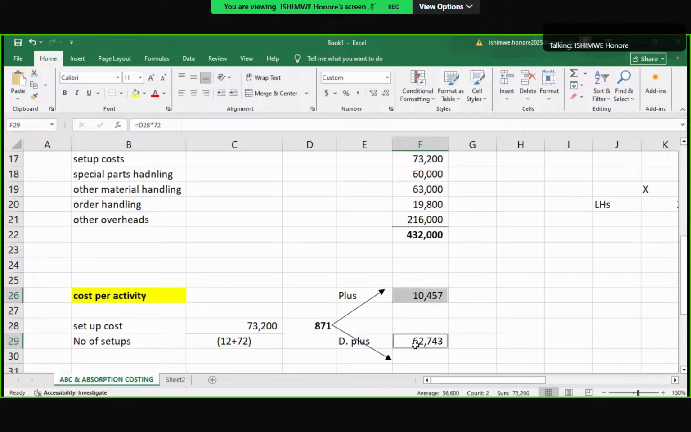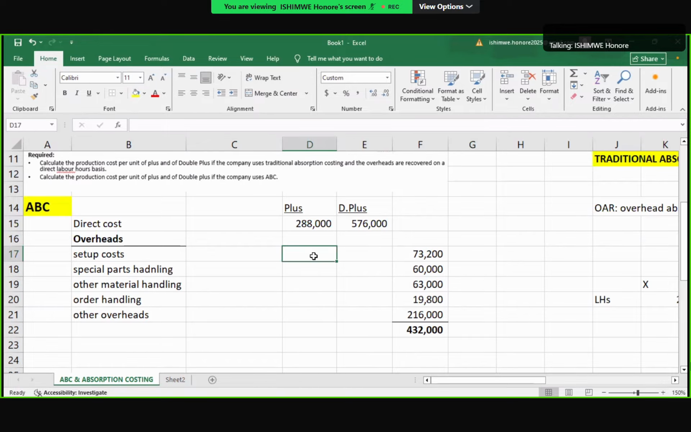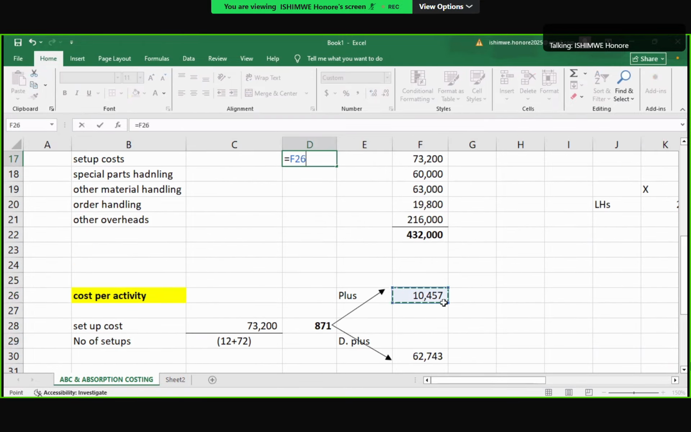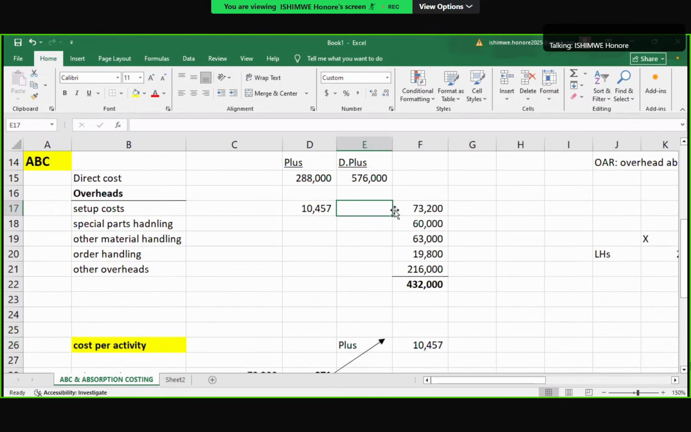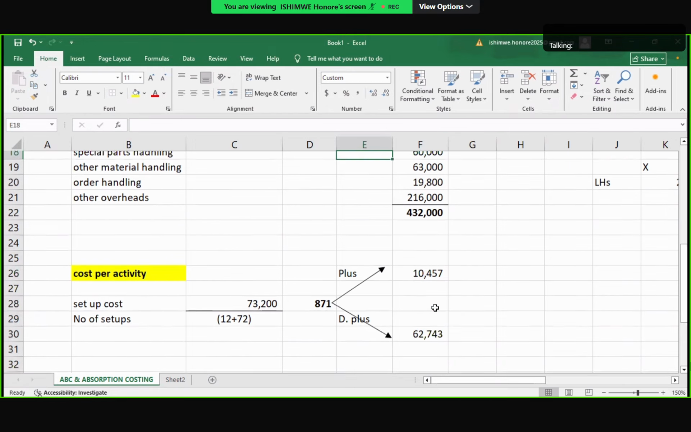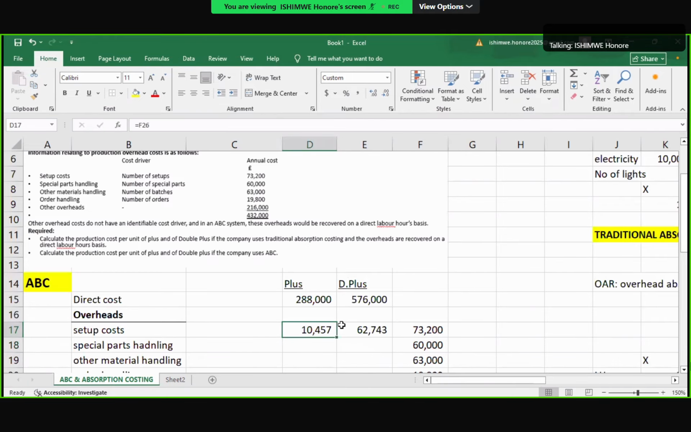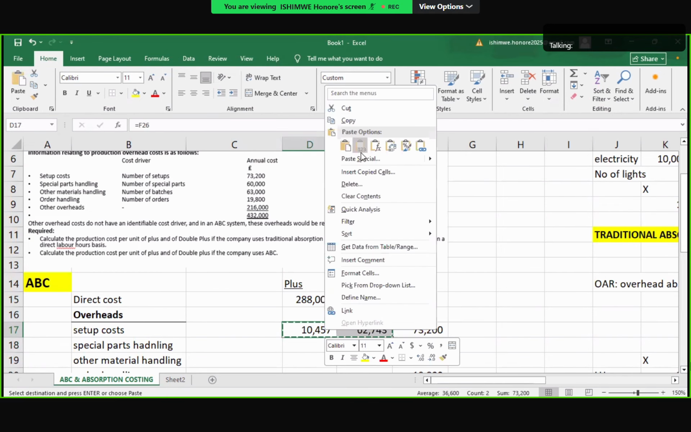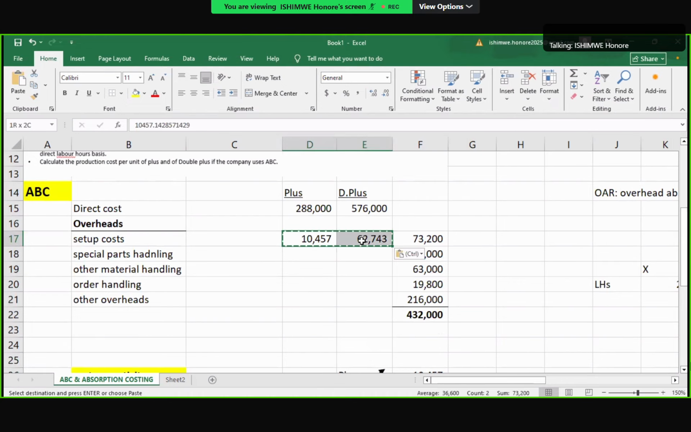When you sum them, it should bring 73,200. You see, she's giving you 73,200. This is for double plus. So now our answer here, look at this, and also it will be this. I hope you see how I got these numbers. If you sum it, it comes to this 73,200. You see, it is giving me this 73,200.